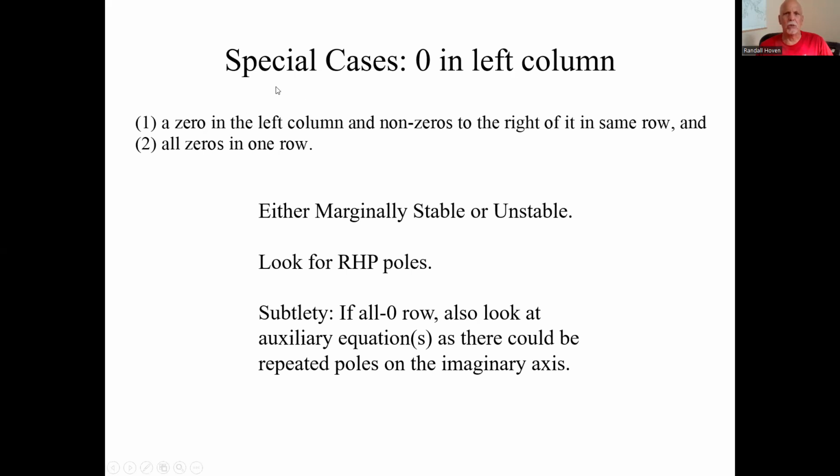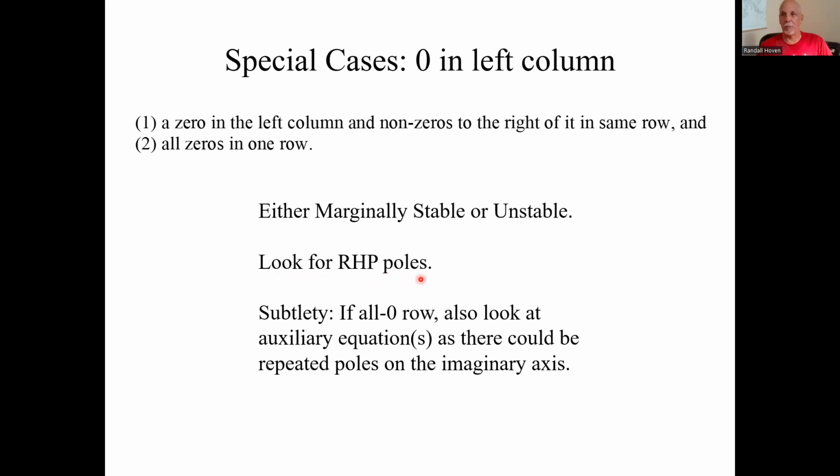Case one is when you get a 0 in that left column, but there are some non-zero terms to the right in that same row. So it's a 0 in the left column, but not all zeros in that row. The second case is all zeros in that row. Either way, I'm going to state unequivocally, 99% sure this is true, that in that case it's not going to be stable. It's either going to be marginally stable or unstable.